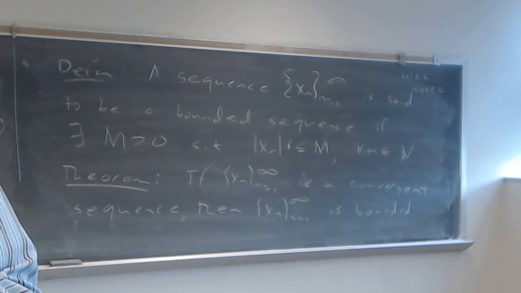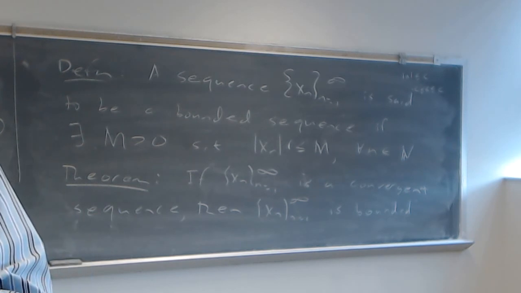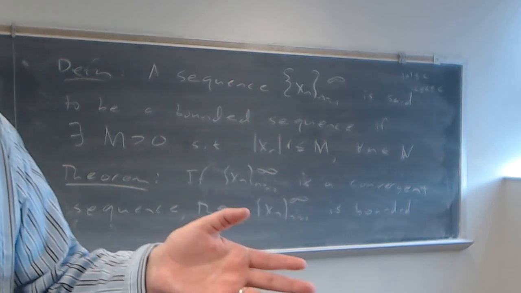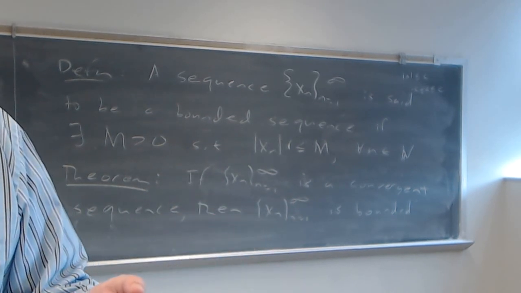1 over n is bounded. What's it bounded between? Well, your m could be 1. The absolute values of 1 over n are all less than or equal to 1. I'll tell you another bounded sequence: minus 1 to the n. Remember, it was 1 and minus 1. So the absolute value of each term is less than or equal to 1. They're less than or equal to 50 as well. Is that okay?